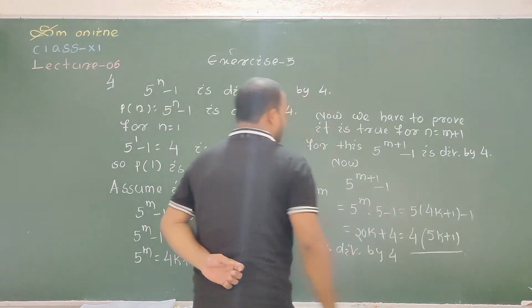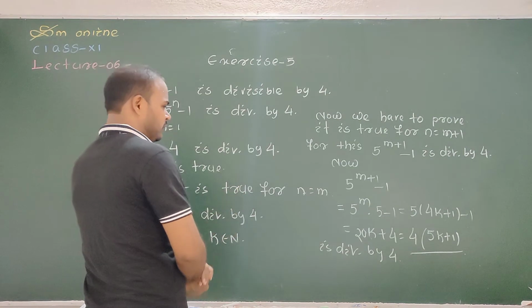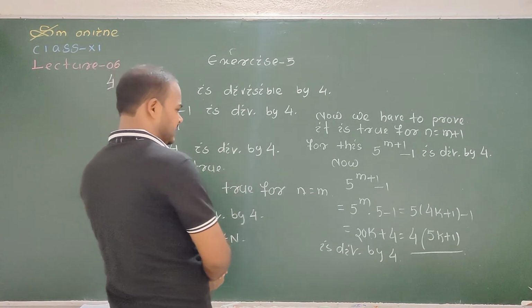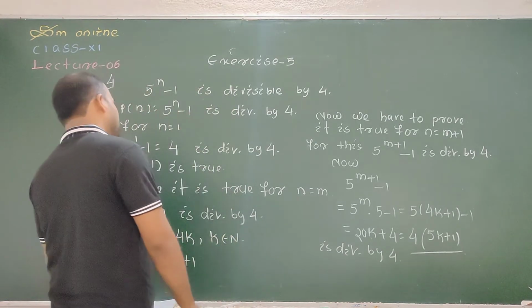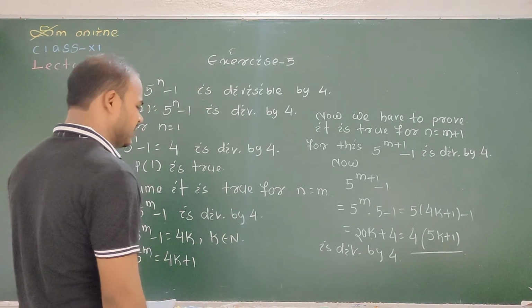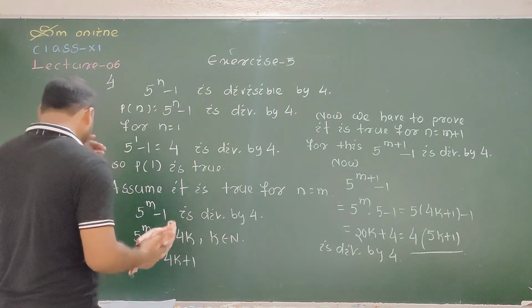Okay, since the statement is true for n equal to m plus 1, for which it is true for n equal to m, therefore the given statement is true, that is 5 to the n minus 1 is divisible by 4. Now move to question number 5.